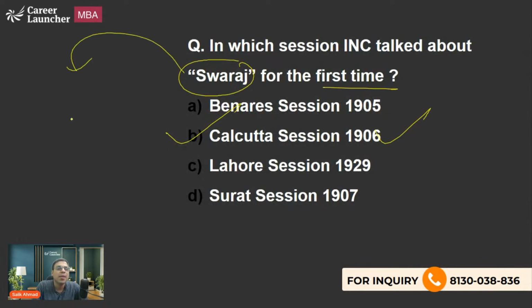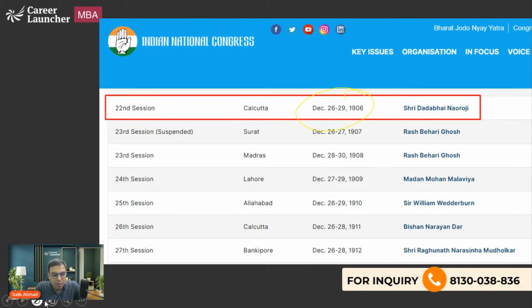What does Swaraj generally mean? Initially, when Indians were demanding Swaraj, it did not mean complete independence, but some sort of independence should be given. Since we were under British rule, Indians started demanding that the British give us some sort of independence or autonomy. So initially the word Swaraj was used, and the first time it was used was in the Calcutta session of 1906. That is what you should know. So B is the right answer.